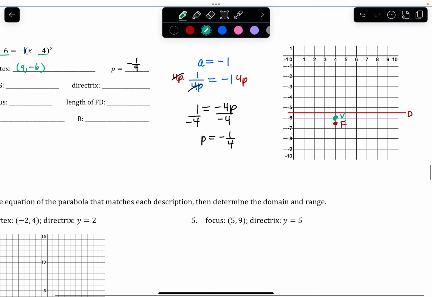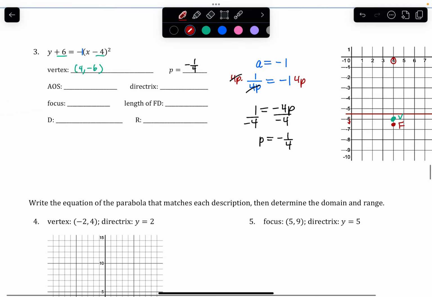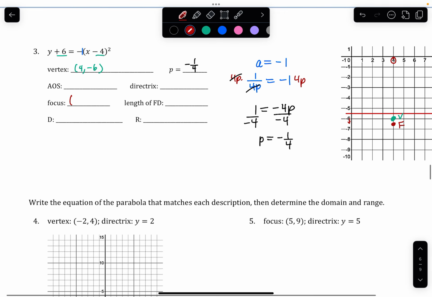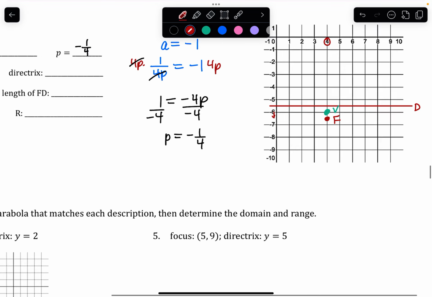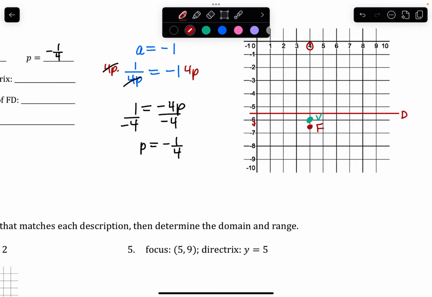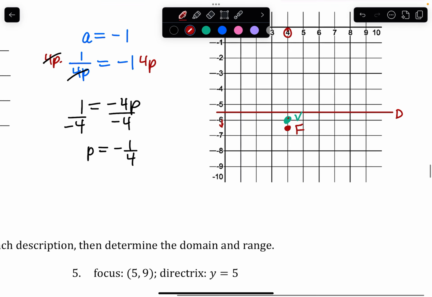Okay, and so the ordered pair for the focus is going to have an x-coordinate of 4 and then a y-coordinate of -6.25. You can use mixed numbers or improper fractions. So x-coordinate is 4, and then I'm going to use the decimal, -6.25. And then my directrix, if we went up 0.25, this would be -5 3/4.